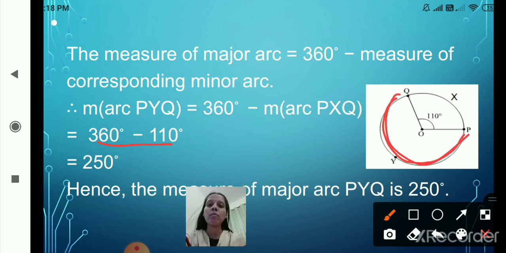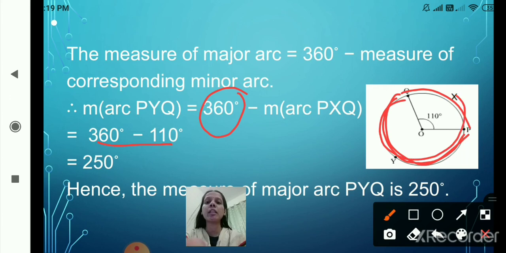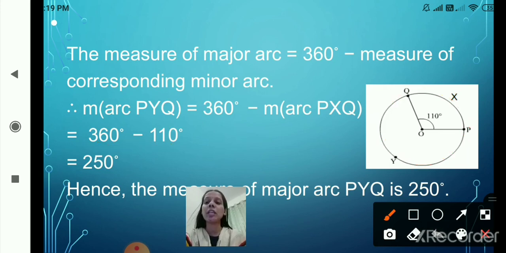And what is the measure of PXQ? That is 110 degrees, which is given in the question. If we add these two measures, 110 degrees plus 250 degrees, we get 360 degrees. Why? Because in a circle, the measure of a complete circle is equal to 360 degrees. So if the measure of one arc is given, how will you find the measure of the other arc? 360 degrees minus the measure of the arc which is given. I hope you are clear with this.